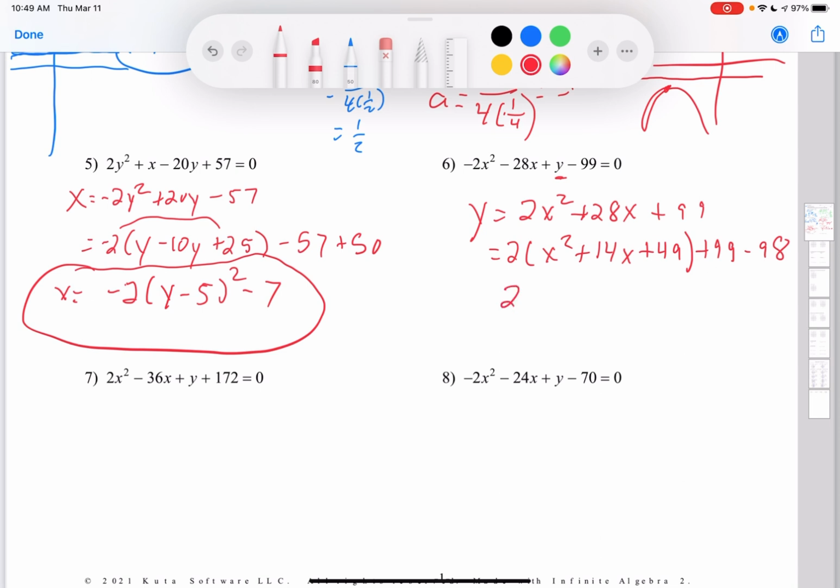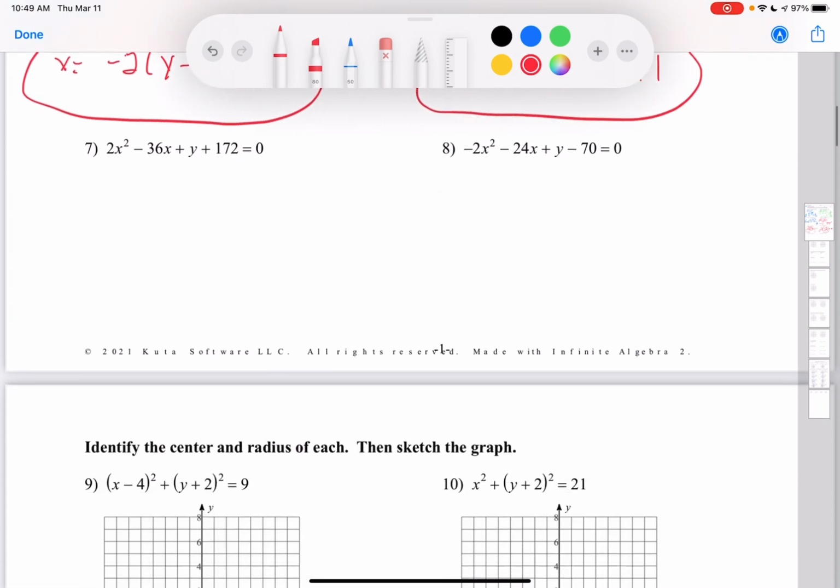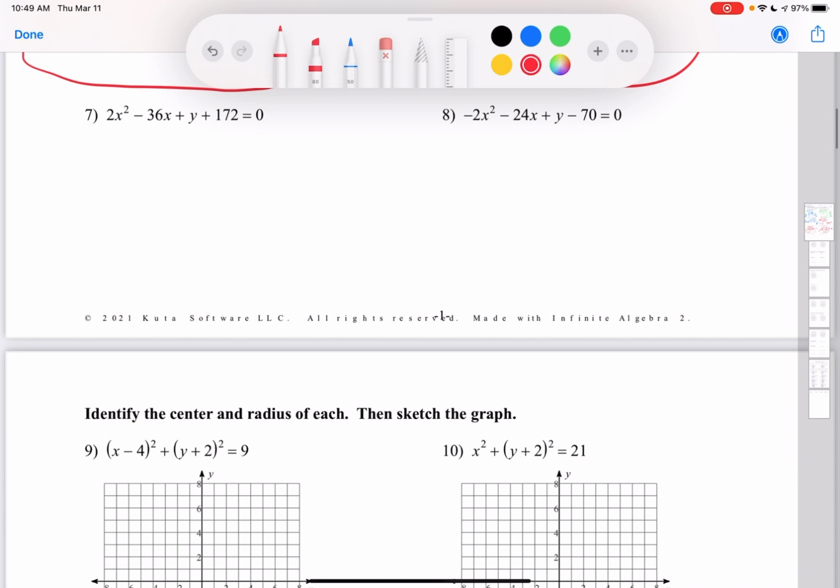So factor it. It's 2. So y is equal to 2 times x plus 7 squared plus 1. You're done. And make sure you answer the questions they're asking. They didn't ask to graph. They didn't ask any of that kind of thing. That's what they want. Number 7.